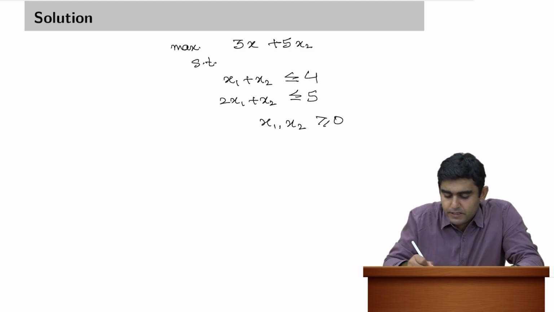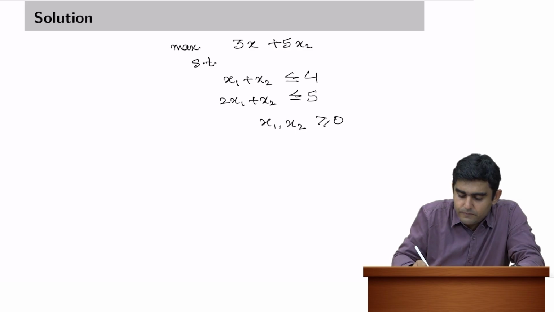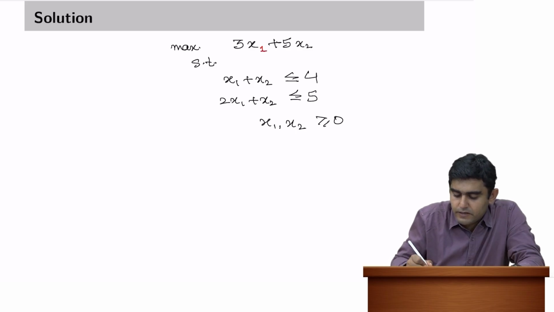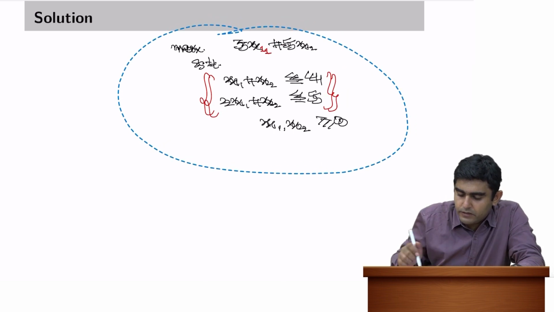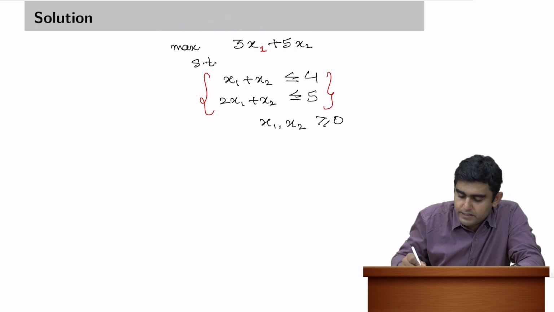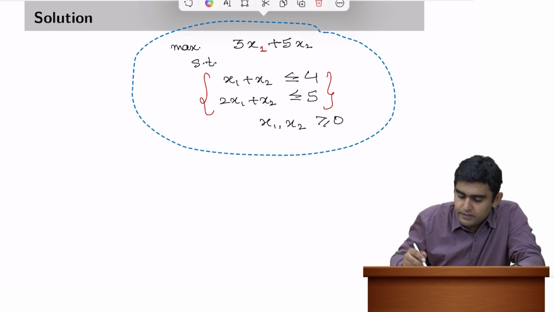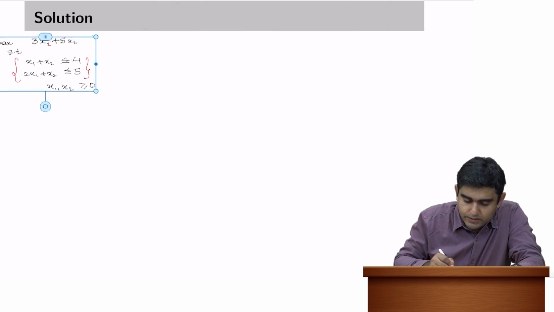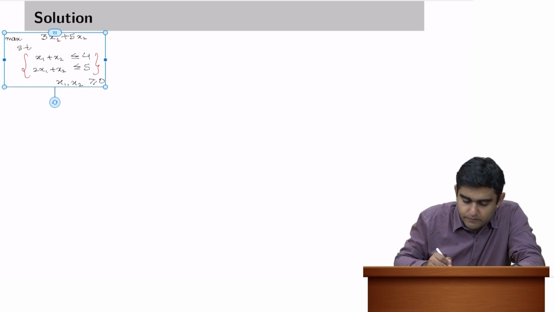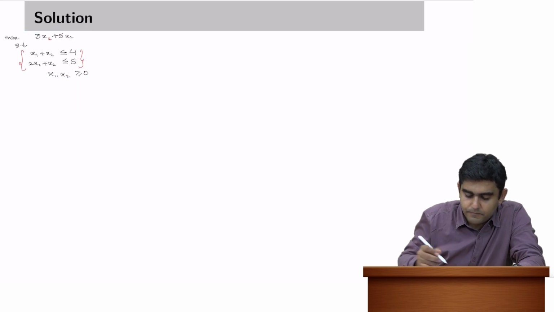So here is a problem that we would use, which I have already stated: our objective function is to maximize 3x1 plus 5x2, subject to two constraints. Then we will see how the tableau method can be framed for problems such as these. So we'll resize this and put it in the smaller corner so that we have some space to work.